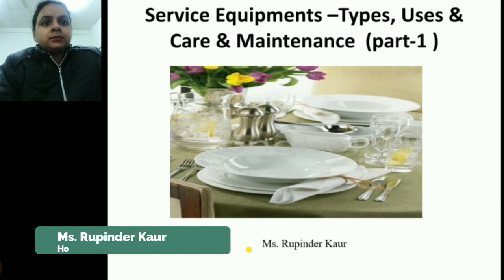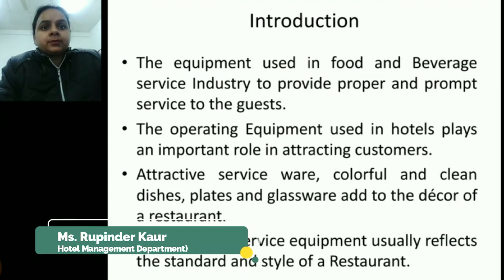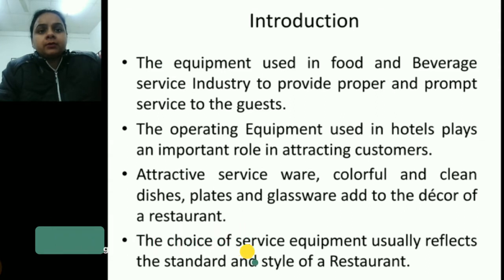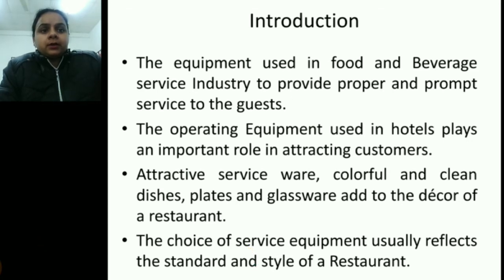Today my topic is service equipments, type, uses and care and maintenance. Introduction. The equipment used in food and beverage service industry is to provide proper and prompt service to the guest. Number 2. The operating equipment used in hotels plays an important role in attracting the customer. Number 3. Attractive serviceware, colorful and clean dishes, plates and glassware add to the decor of the restaurant. Number 4. The choice of service equipment usually reflects the standard and style of a restaurant.